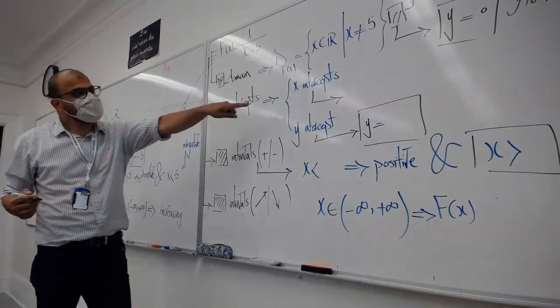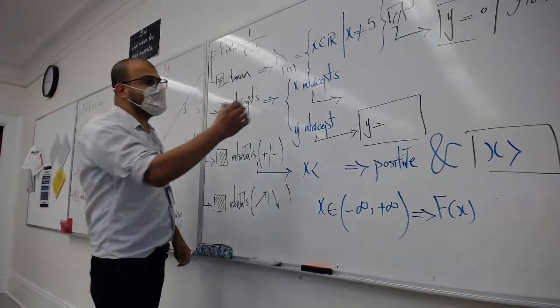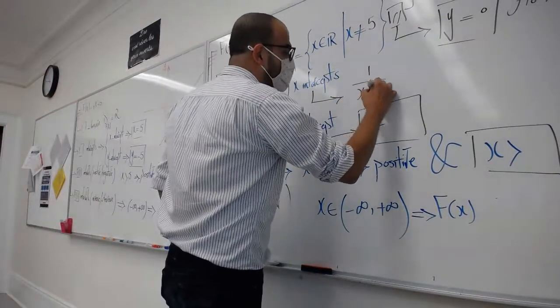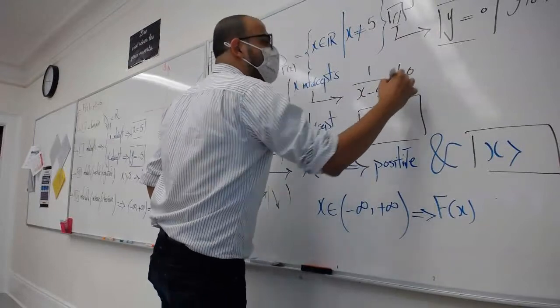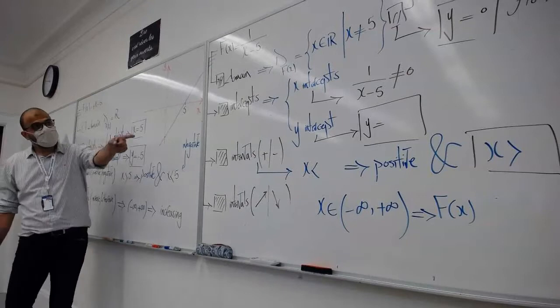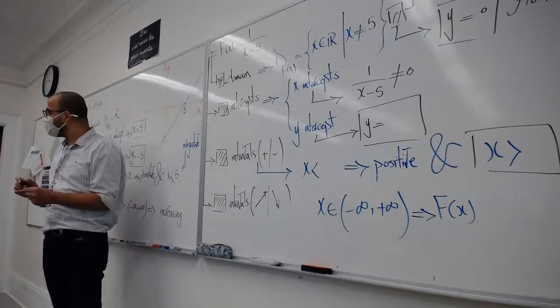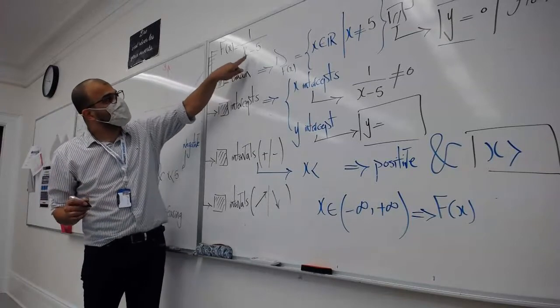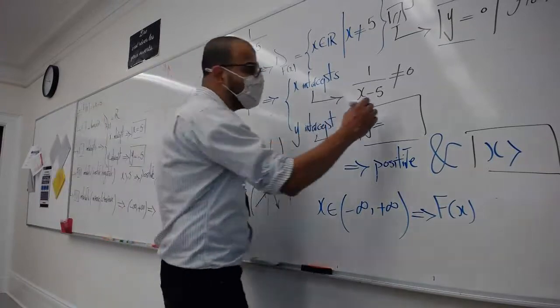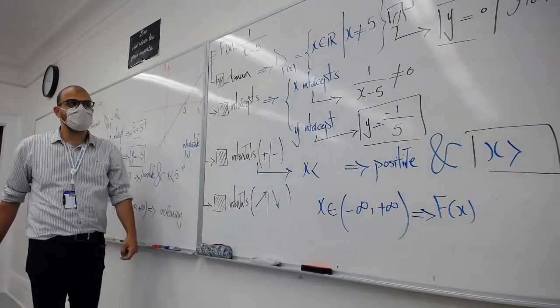What are the x-intercepts? Do I have x-intercepts? No, because I know that 1 over x minus 5 never becomes 0. There is no x-intercept. What is the y-intercept? The y-intercept is the place where x is 0. Then I put x equal to 0, I get 1 over minus 5, which is minus 1 over 5, which is my y-intercept.